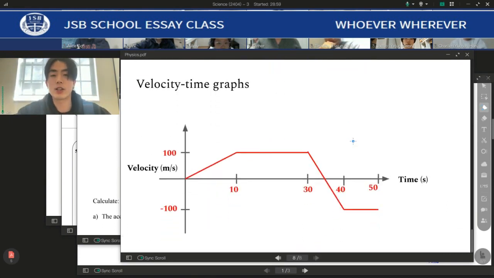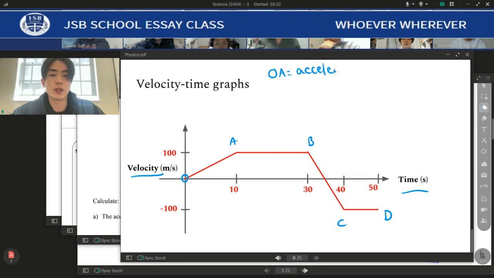All right, let's look at this velocity time graph here. It's a bit more difficult, so let's look at each individual stage. I'll split it up. Let's go O, A, B, C, D. So we have velocity against time. O to A, we can say the car is getting faster, so we say it's accelerating. If it's accelerating, we can work it out. So how do you work acceleration?